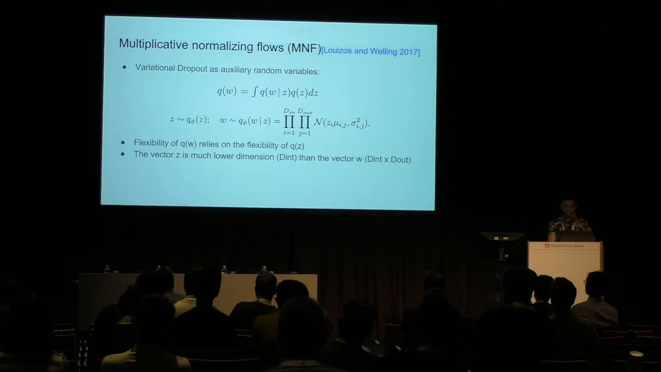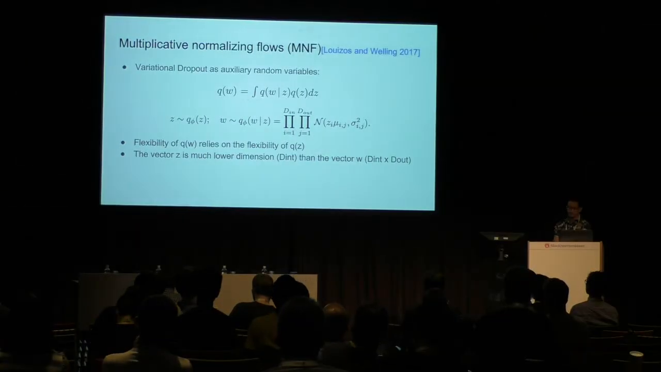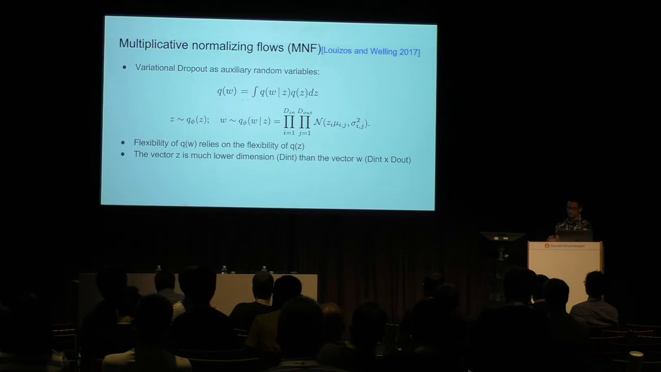So in this work we use multiplicative normalizing flow, which is a family of approximate posteriors that can introduce arbitrary dependencies between weights. The idea is that instead of sampling W directly, we sample an auxiliary random variable Z from some parameterized distribution, and then we sample W conditioned on Z. This conditional distribution is a factorized Gaussian, but the marginal of W is actually an infinite mixture of Gaussians, so we can have arbitrary dependencies between the weights.